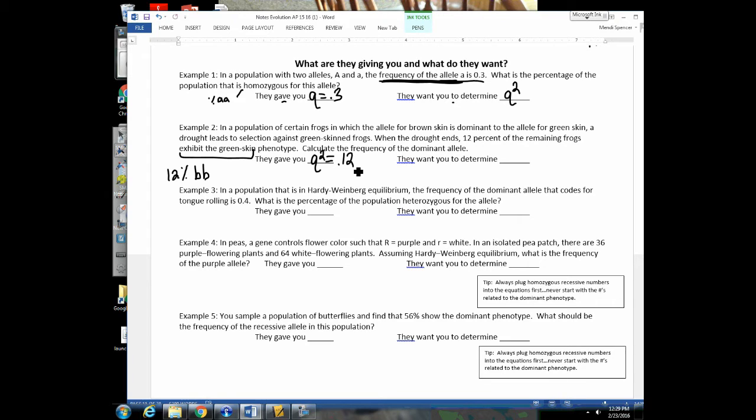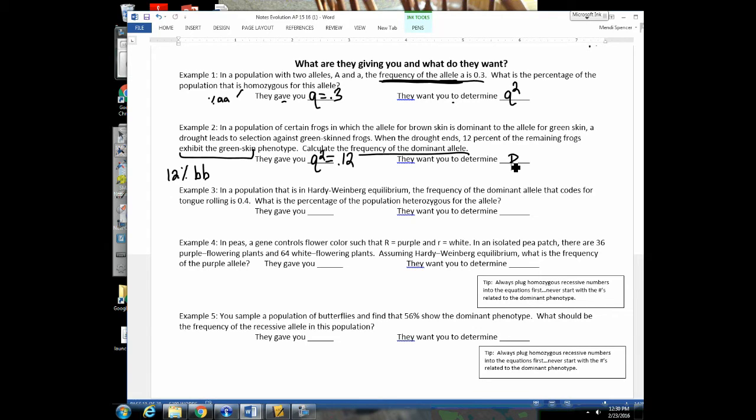Now it says calculate the frequency of the dominant allele. They want us, again, frequency of the allele means they want you to calculate P. Now for examples 3, 4, and 5, hit pause and go through and see if you can determine what information they're giving you and what they want you to solve for. It is critical that you are able to do that to work any of these problems related to Hardy-Weinberg.